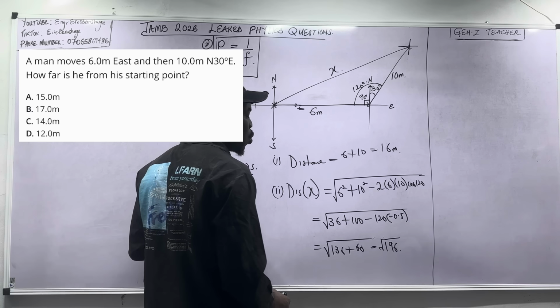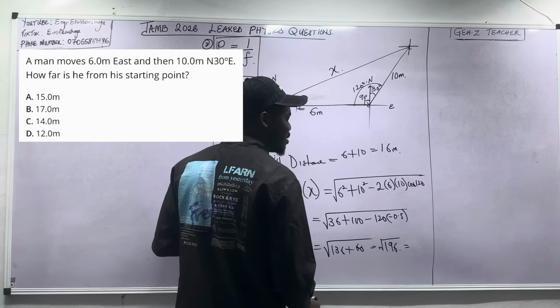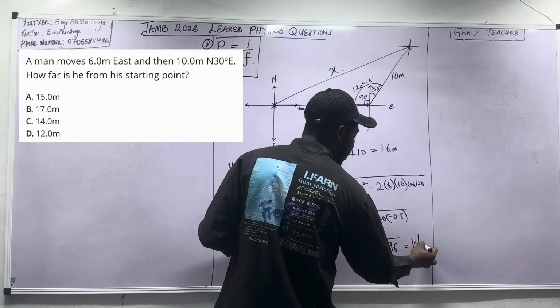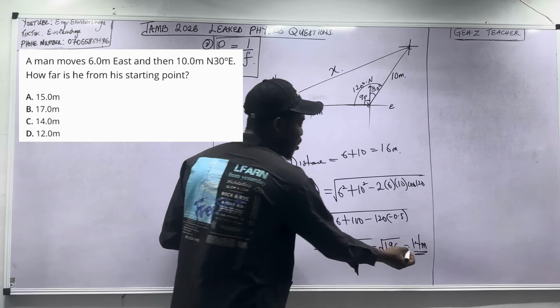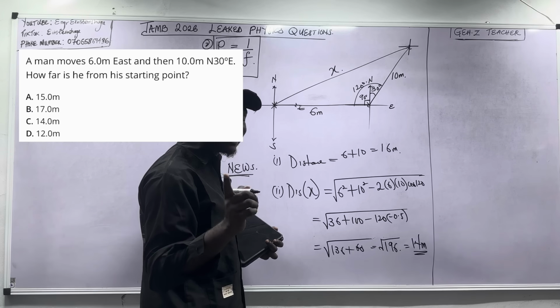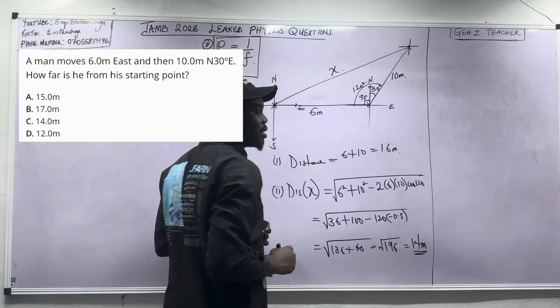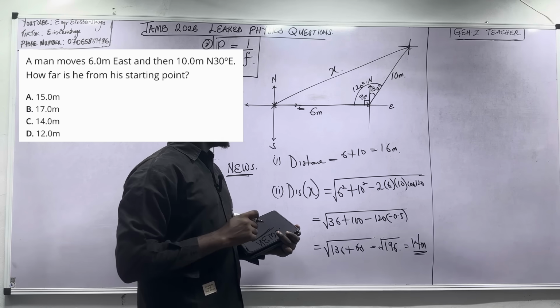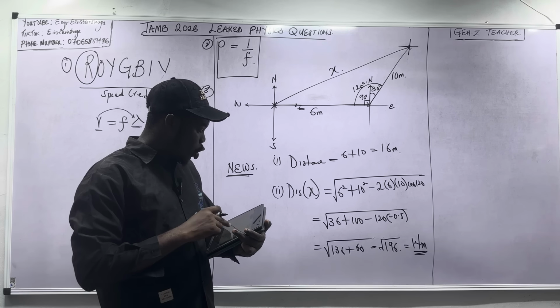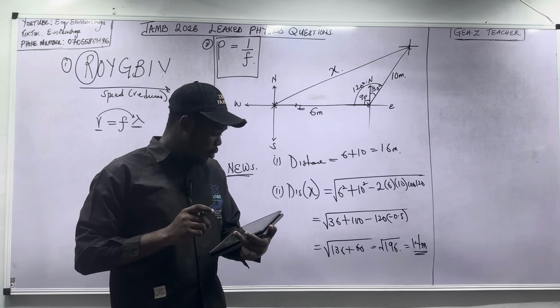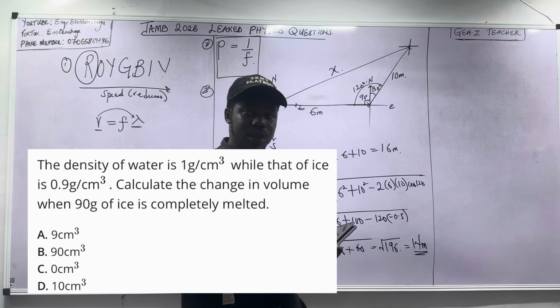Now quickly, what is the square root of 196? The answer should be 14. So the answer to the question for displacement is 14 meters, while the distance is 16 meters. That's all for number 2. Question number 4. Question number 4 says, the density of water.